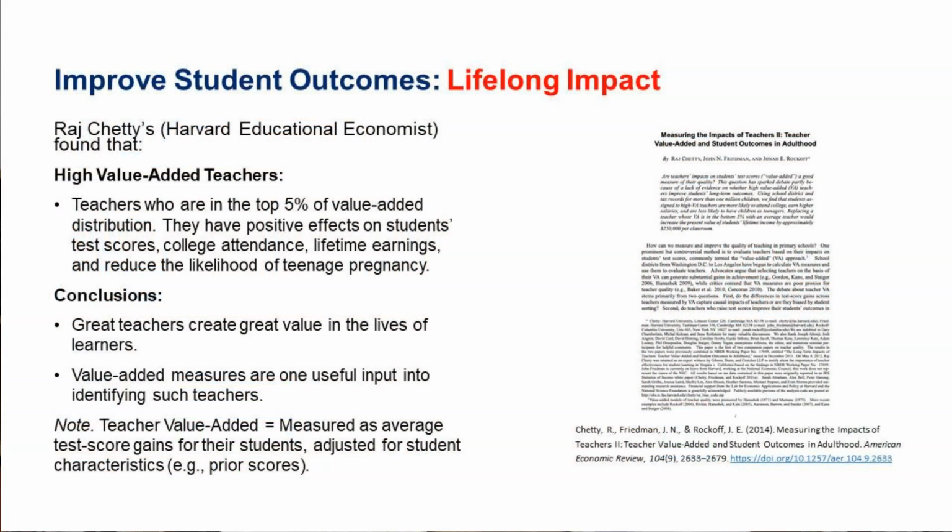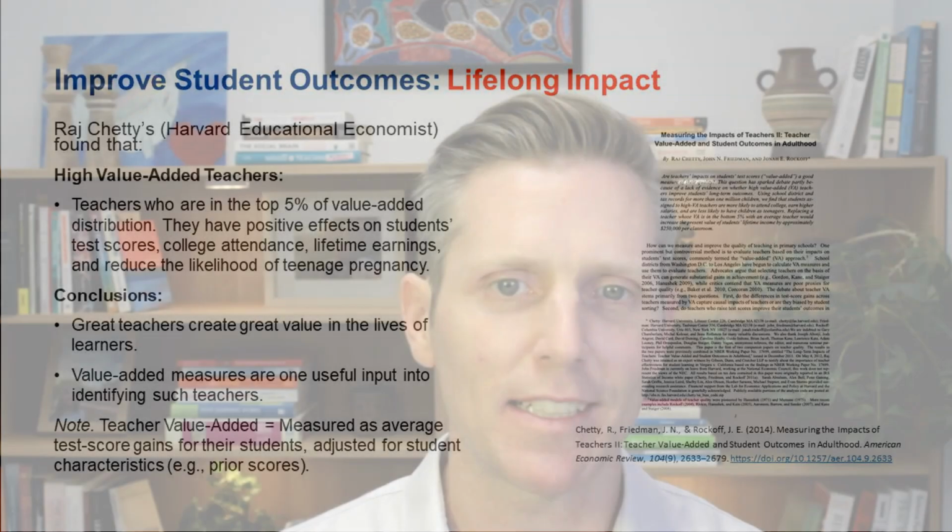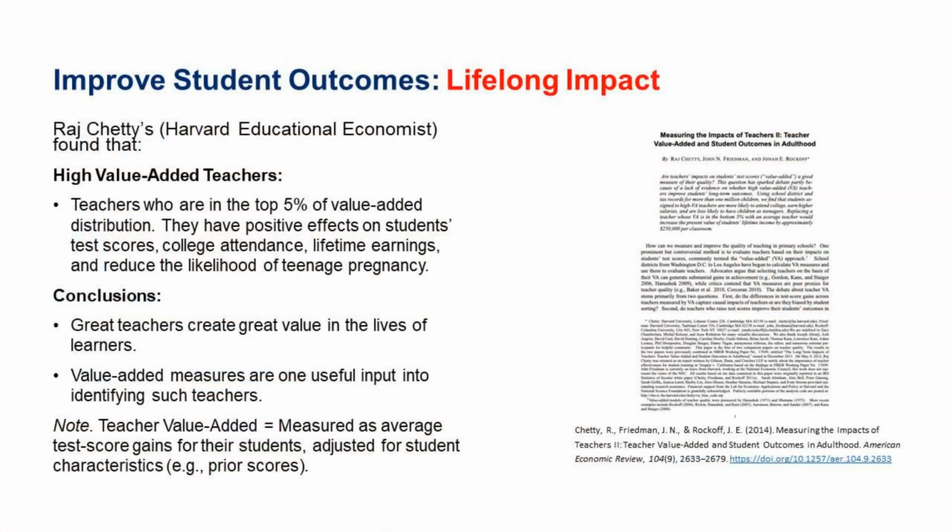So what did he find in those major reviews across the USA? Well, he talks about this idea of teacher value added. So what do we mean by teacher value added? Raj Chetty defines this idea of value added as a measure of the average impact or the test score impact gains for each of the teacher's students. And that can be adjusted, of course, for their prior learning. So once you put aside all of those prior learning confounds and adjust for those, the teachers who are in the top 5% of value added distribution have positive effects on student test scores, college attendance, lifetime earnings, and they reduce the likelihood of teenage pregnancy. The conclusion that he made was that great teachers create great value in the lives of learners.